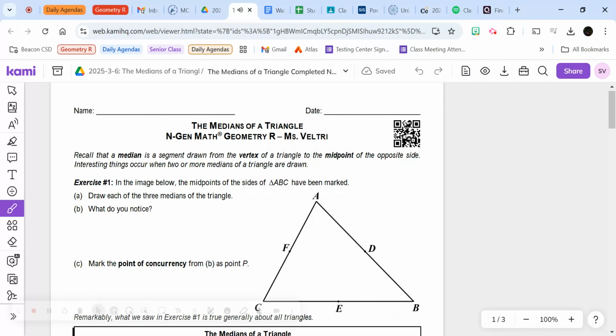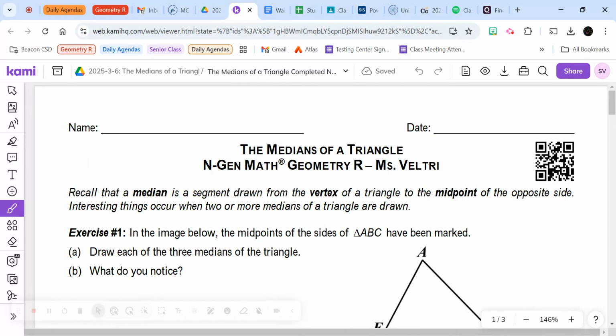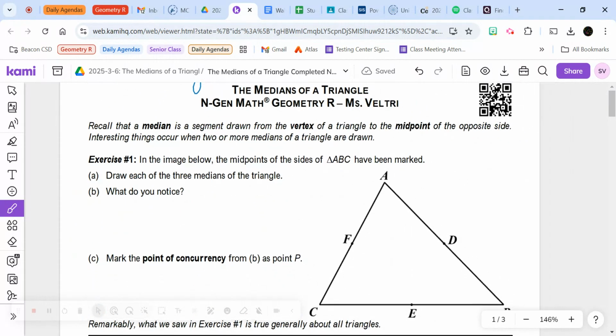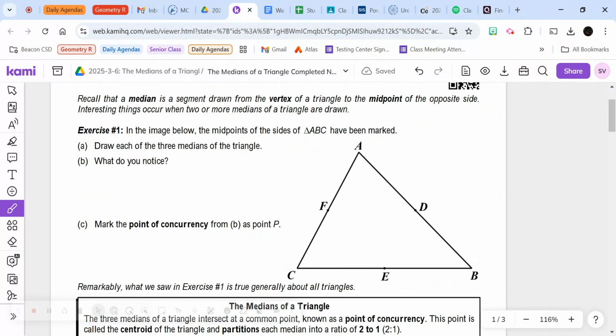Okay, guys, so here are the notes for the medians of a triangle. This is on page 7 in your packet. The start of it's on page 7 and 8. And it is Thursday, the 6th. So yesterday we talked about partitioning line segments, and that does come into play with some of this.